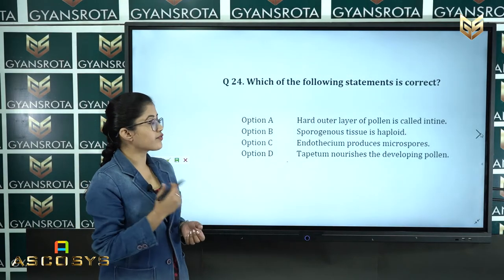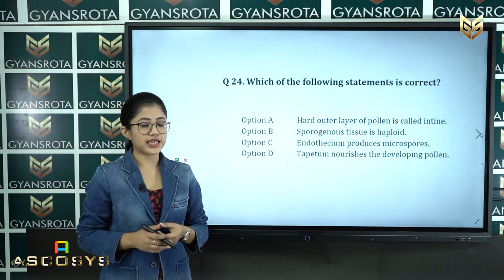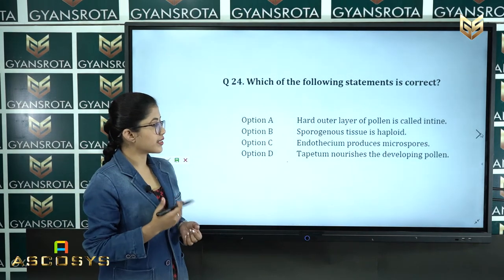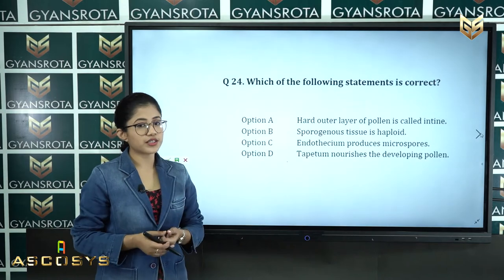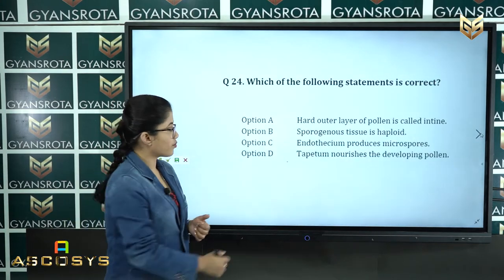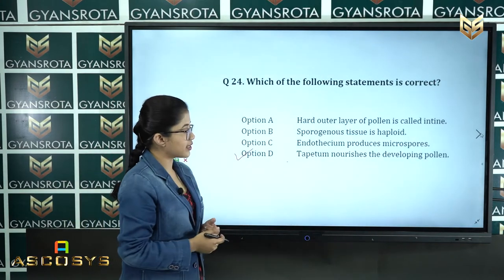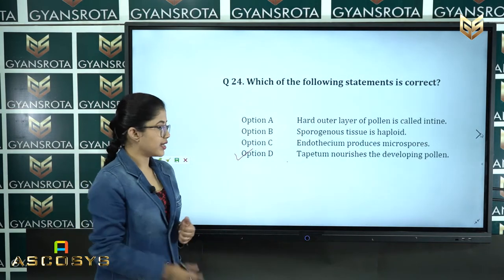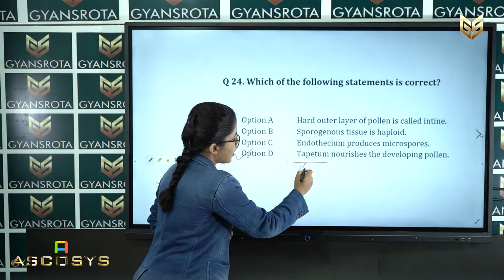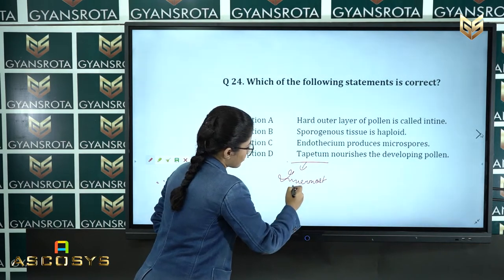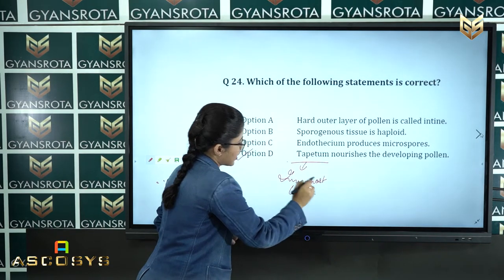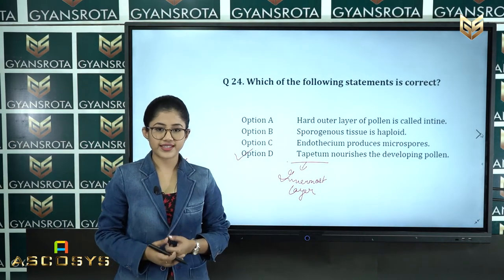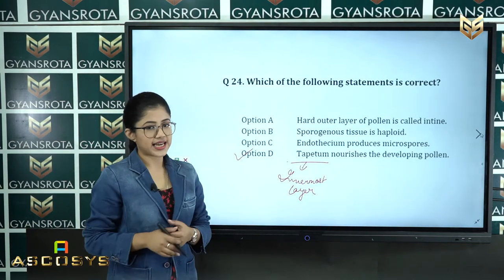So this is from the chapter Sexual Reproduction in Flowering Plants, which is in class 12. What is the correct answer among these four options? That is option D, which says that tapetum nourishes the developing pollen grains. Tapetum is the innermost layer, the inner layer, and it nourishes the developing pollen grains. So it is the correct answer.